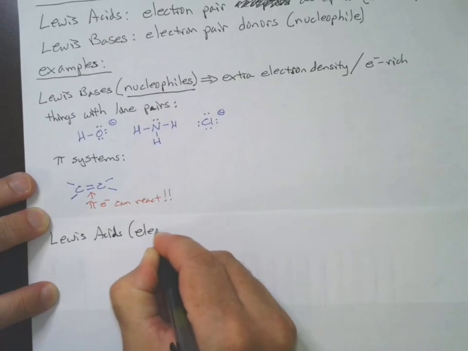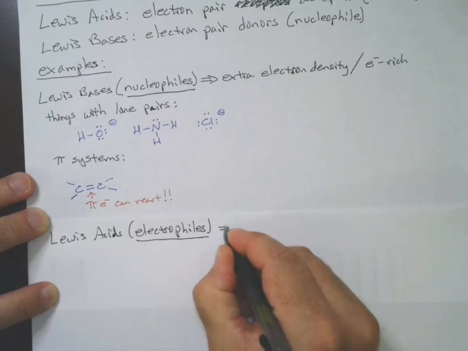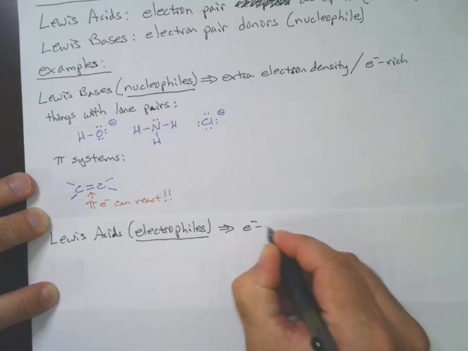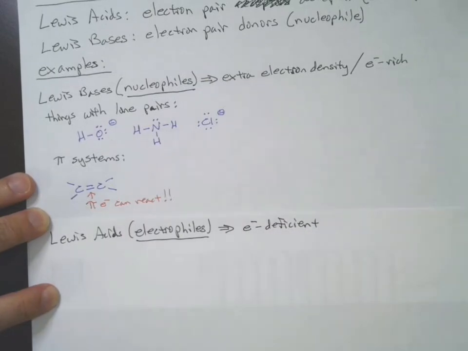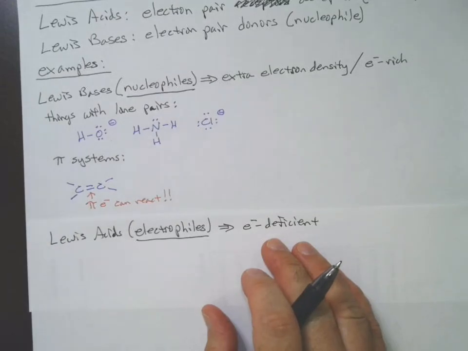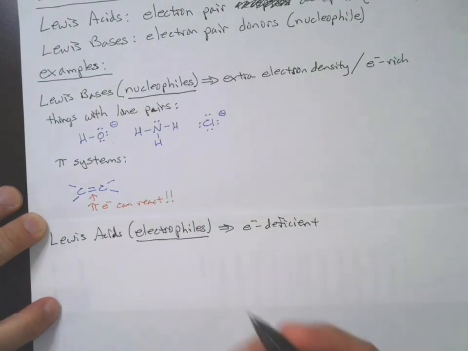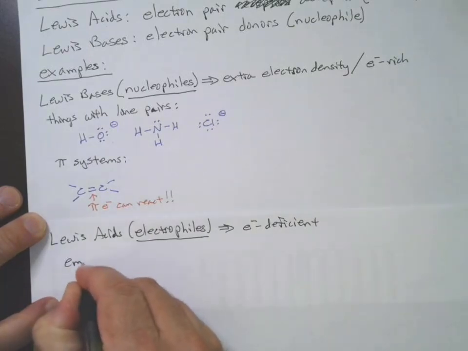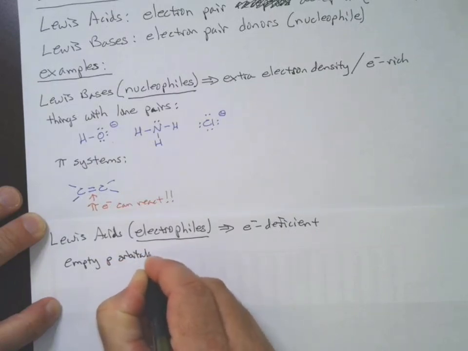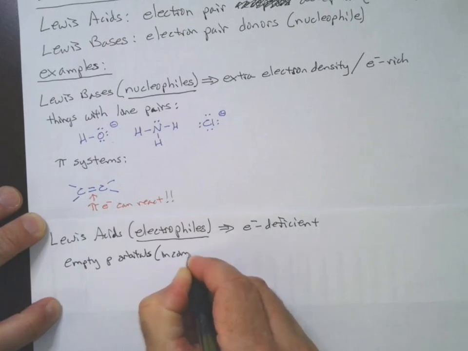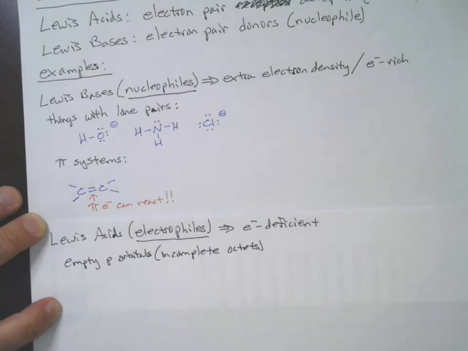And again, these are electrophiles. And these are electron deficient. So they are species that have less electron density than otherwise. And so examples could be empty p orbitals, or let's just say incomplete octets. That's probably the better way to describe it.